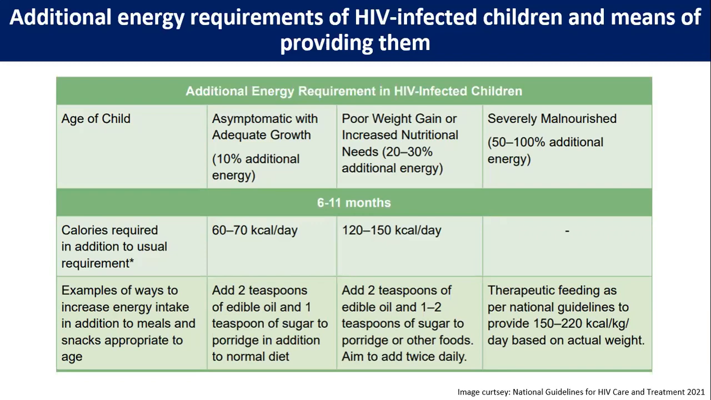Now, how to use it? We can add 2 teaspoons of edible oil or 1 teaspoon of sugar to porridge, or any other food item that the patient is taking, which is available in their area and as per the staple diet of the patient, to provide an additional energy of 60 to 70 kilocalorie per day. Similarly, if we add twice, then it will make 120 to 150 kilocalorie per day.